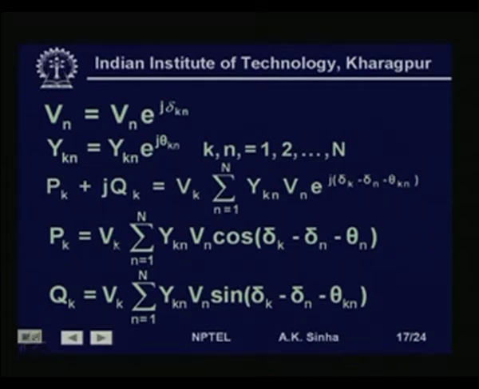These equations are relating the real power and the reactive power with voltages at various bus bars Vk, Vn, where n is changing for all the bus bars, and Ykn, where Ykn is the admittance which is connecting the bus k to all the other bus bars.